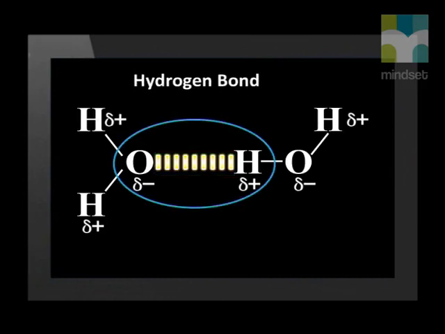The slightly negatively charged oxygen atom is attracted to the slightly positively charged hydrogen atom of another water molecule. These forces are called hydrogen bonds. In the scale of intermolecular forces, hydrogen bonds are the strongest. They occur between molecules that are made up of a hydrogen atom and a small, highly electronegative atom such as N, O, or F.